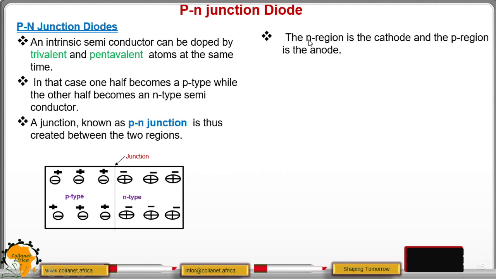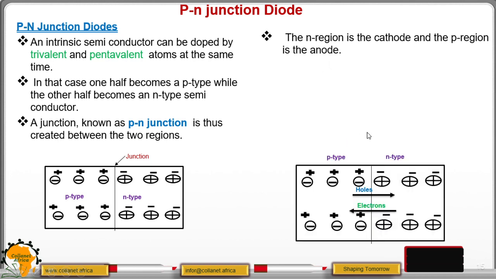Now the n-type, or the n region, is the cathode. Remember, n refers to negative, and whenever we have the negative, then we talk of the cathode, which is a negatively charged electrode. Because we have more electrons, it becomes negatively charged, and therefore it gives us the cathode. Then the p region is the anode. Again, p is the positive, and the anode is a positively charged electrode, as shown in this diagram.